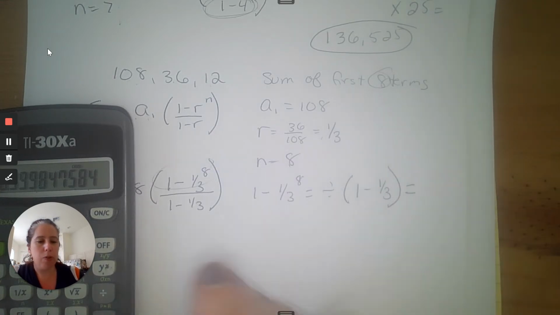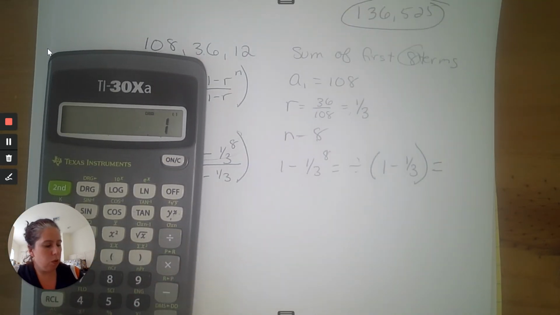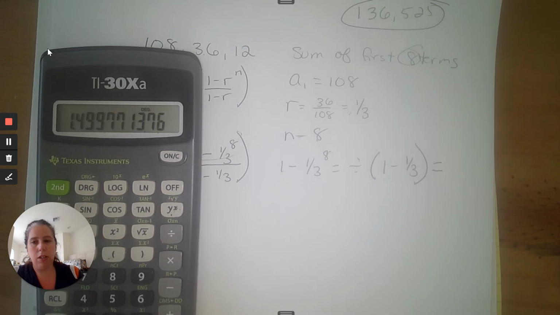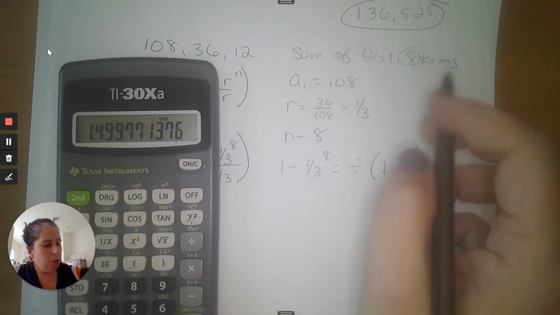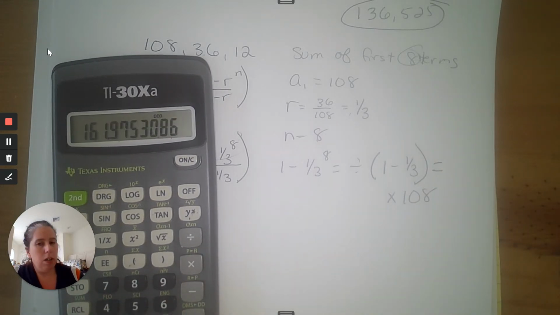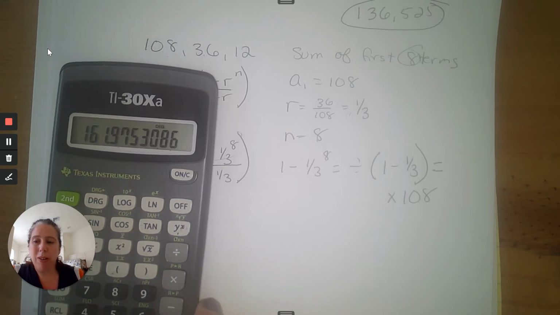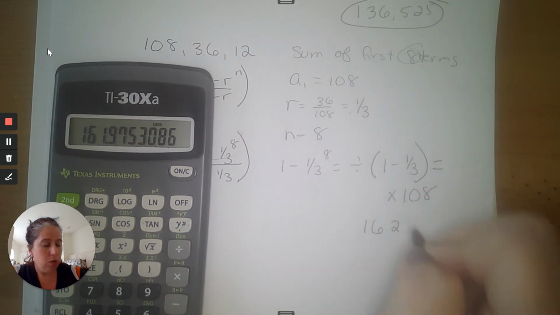You've got to do the parentheses, guys. So divided by parentheses 1 minus 1/3, close your parentheses and hit equals. Now multiply it times the outside number, which is 108. So times 108. Okay, I will tell you this, Delta Math tells you to round to the nearest whole number, the nearest integer. So the answer to this would be 162.